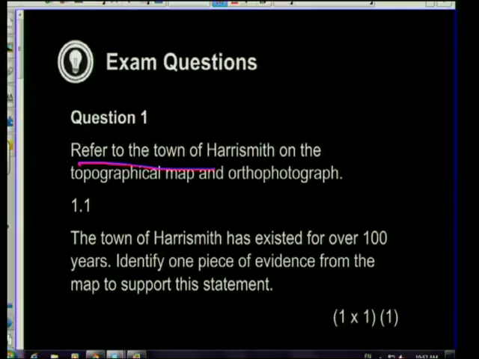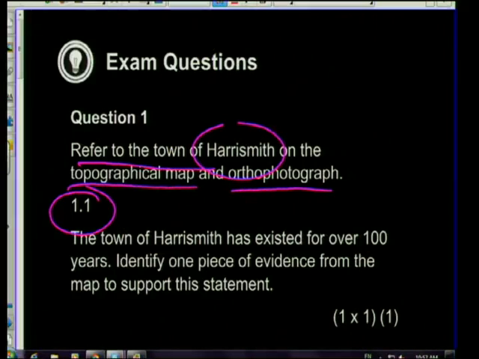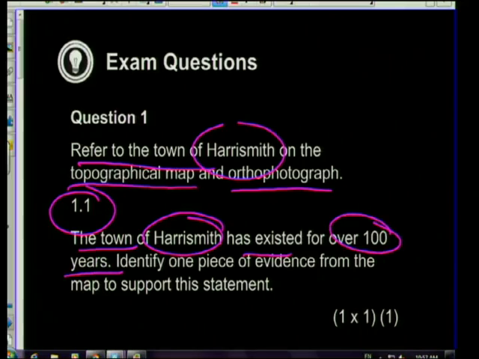Let's get into the very first question on reading, analysis and interpretation with regards to map. Straight on, question 1. Refer to the town of Harrismith on the topographical map and orthophoto. Question 1.1. The town of Harrismith has existed for over 100 years. Quite a long time, isn't it? Identify one piece of evidence from the map to support the statement.